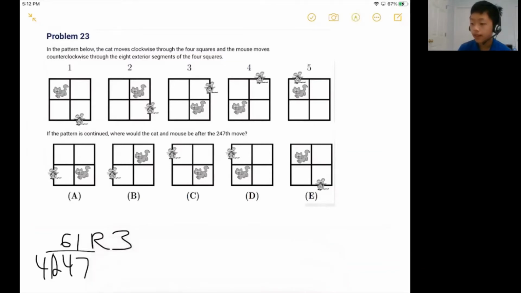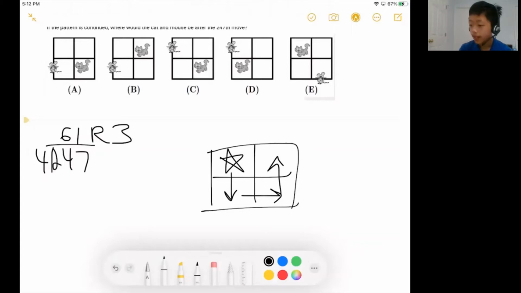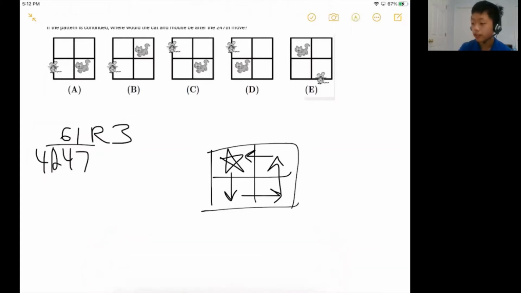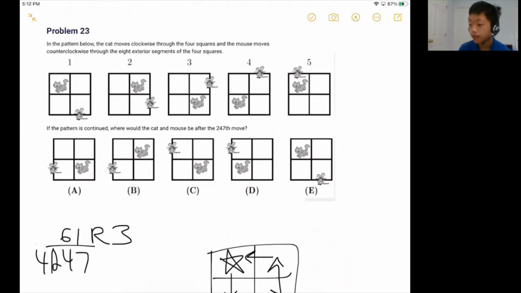So if you have a square and the cat is starting here, I'll just indicate it with a star. Then after one cycle, let's say after 4 moves, it's going to be back at its original starting point, right? Since it cycles every 4 moves. So basically, if we were to continue this, right? Let me see.